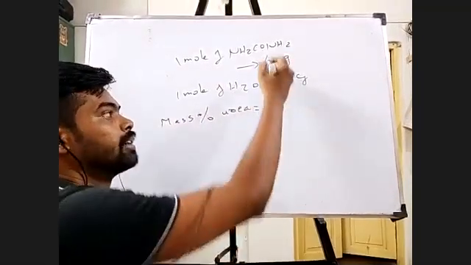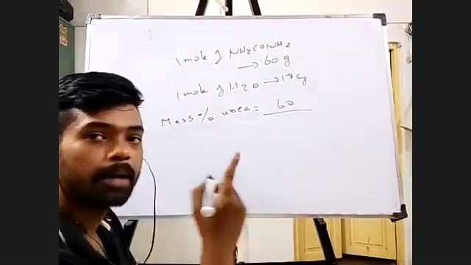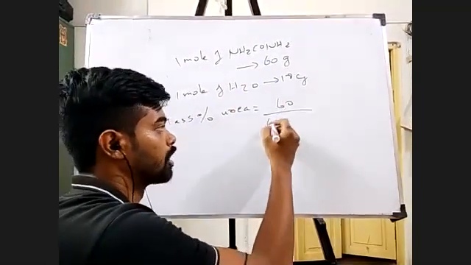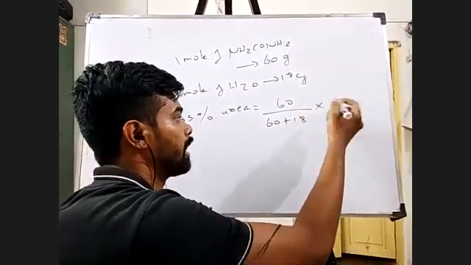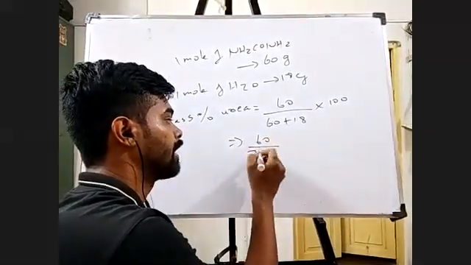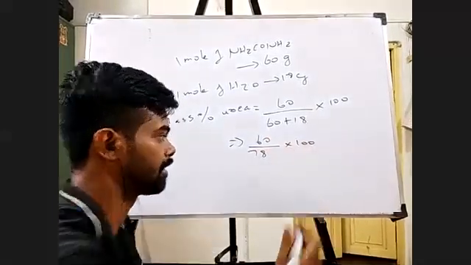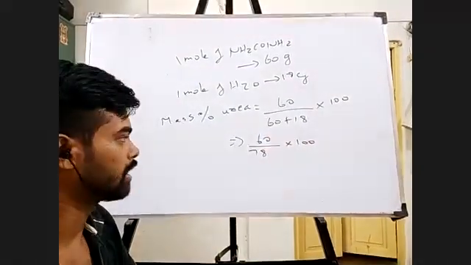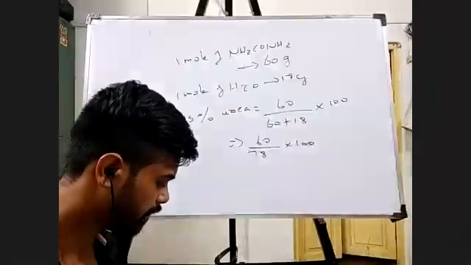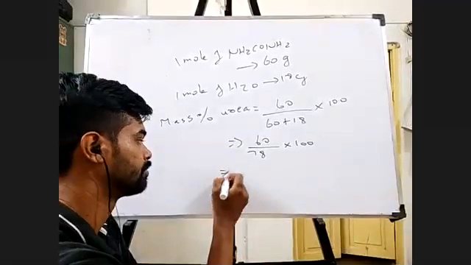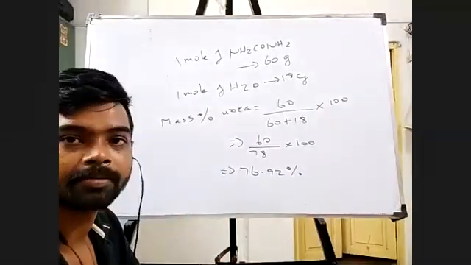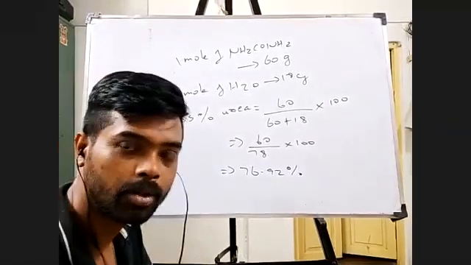Mass of urea, that is 60 grams, divided by mass of solution. Mass of solution will contain both urea as well as water. So it will be 60 plus 18 into 100. So which will be 60 divided by 78 into 100. That's it. So yes, I think your answer is correct enough. So the exact answer would be 76.92%. 76.92 will be the answer.